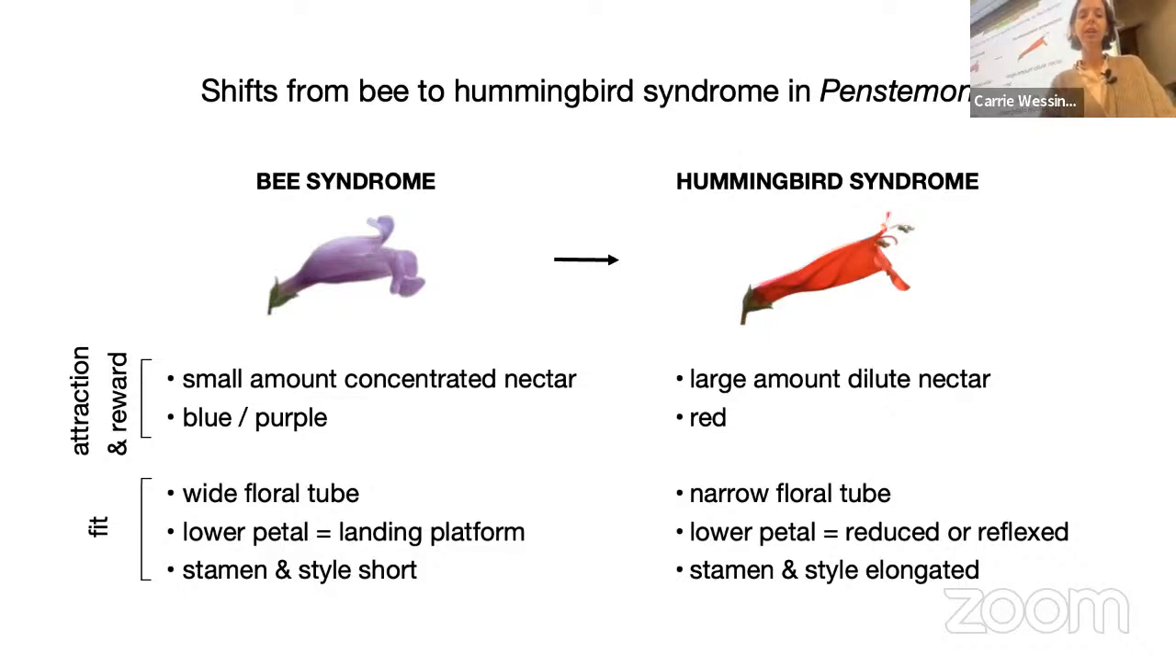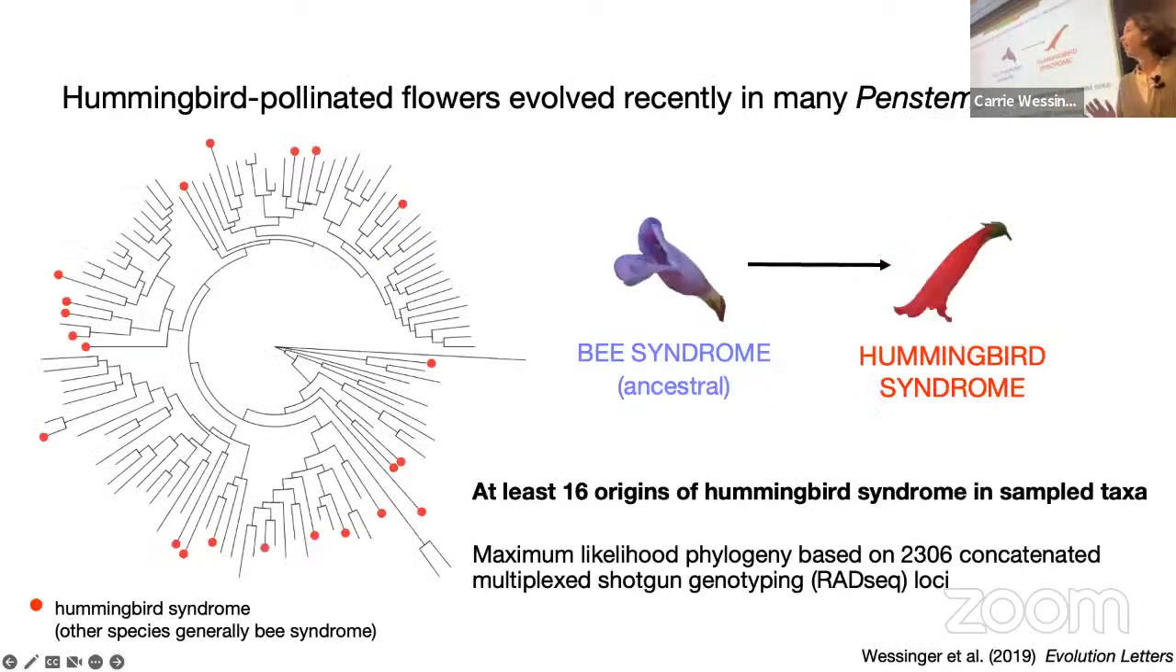Okay, so to understand the pattern of floral evolution in Penstemon, we need a phylogeny, and we previously took a phylogenomic approach and sampled a large clade within Penstemon that included about 1/3 of the total species diversity.